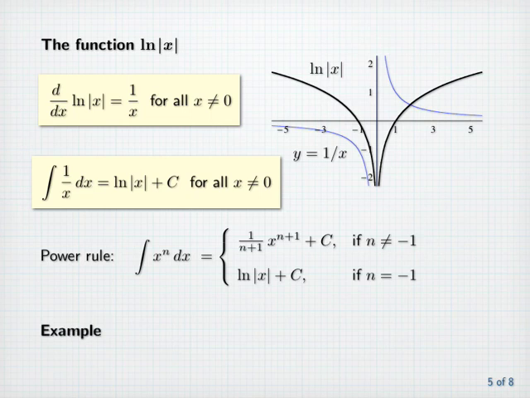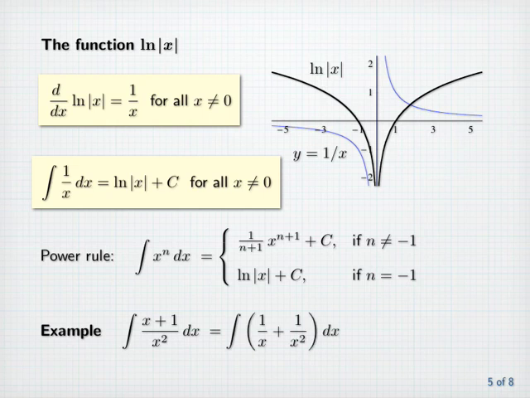Here's an example. Let's say we want to compute the indefinite integral of x plus 1 divided by x squared dx. We'll break the integrand up into two terms, x over x squared, or 1 over x, plus 1 over x squared. The first term, x to the minus 1 power, gives us natural log of the absolute value of x. The second term, x to the minus 2, gives us x to the minus 1 divided by minus 1, or minus 1 over x. And we add our arbitrary constant c.